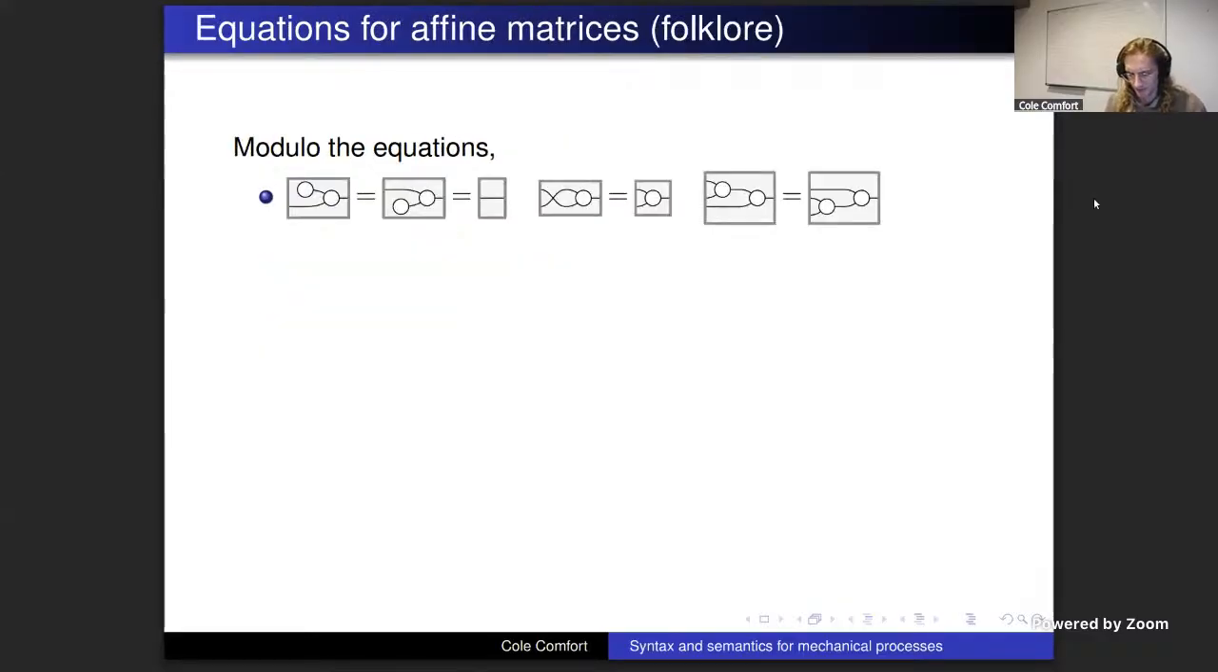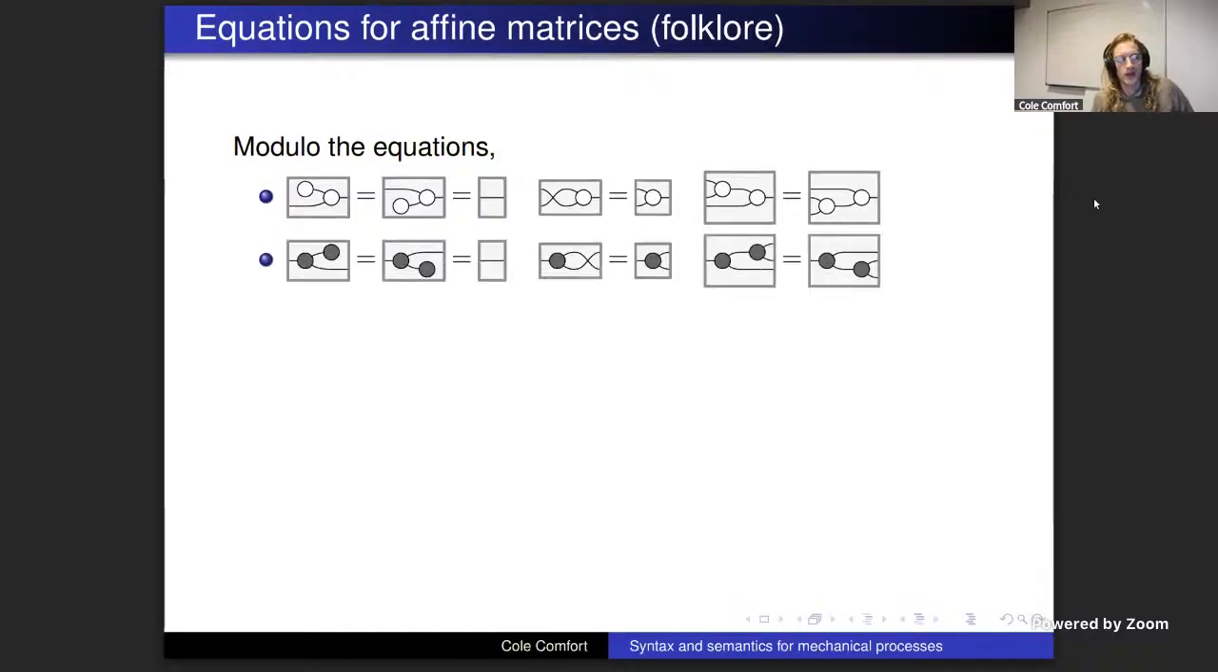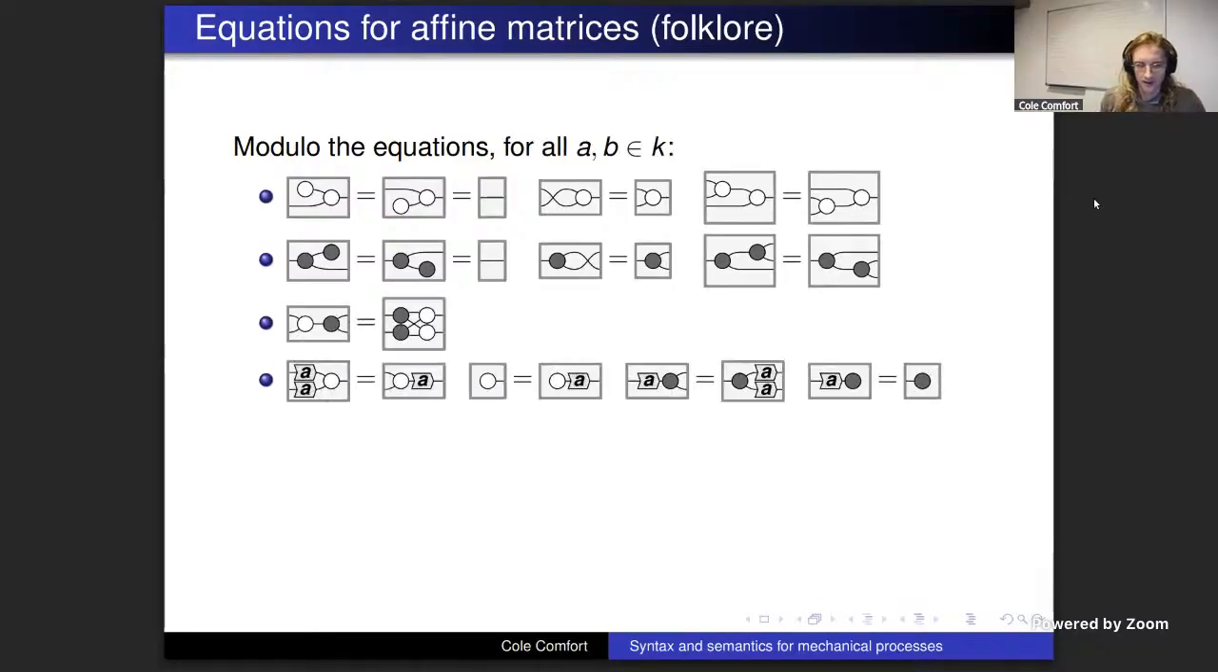You can find enough equations so that you can reason with affine matrices just using pictures. First you make the white stuff a commutative monoid and the black stuff a co-commutative comonoid, and they interact as a bialgebra. Then under convolution, you have the axioms of a ring given by your field K.